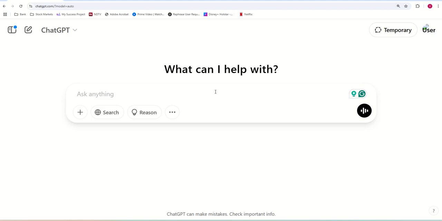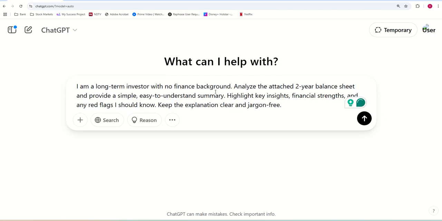Let me straight take you to the prompting. In ChatGPT, let us assume the prompt I'm going to give will be useful for someone without any finance background. So you don't know what is current ratio, you don't know what is a balance sheet, but you want to gather some information for investment purposes. This is the prompt which I give: I'm a long-term investor with no finance background. Analyze the attached balance sheet and provide a simple, easy to understand summary.